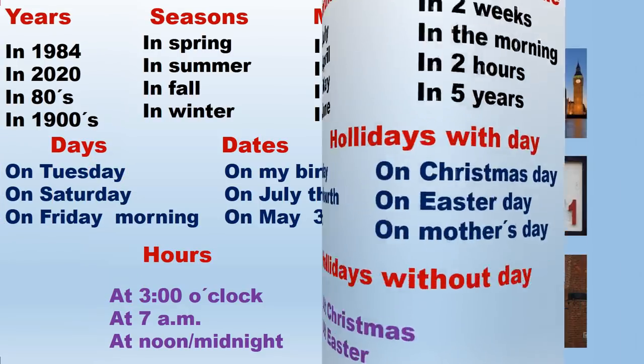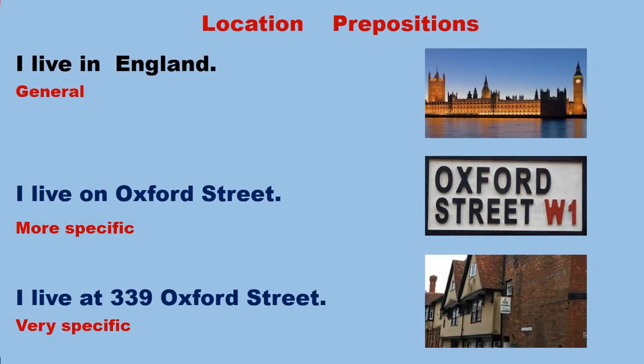Now, let's see what is the difference between these three prepositions when you're talking about location. So, I want you to read after me. I want you to repeat these sentences. I live in England. Once again, I'm talking about something in general. Okay? I live in England. I live on Oxford Street.